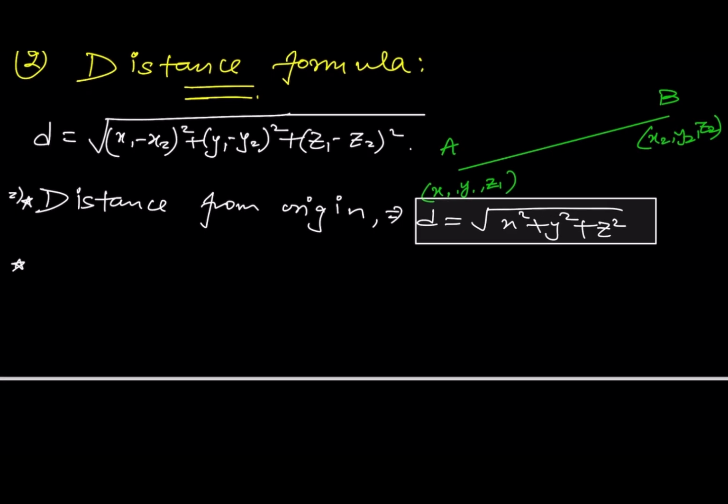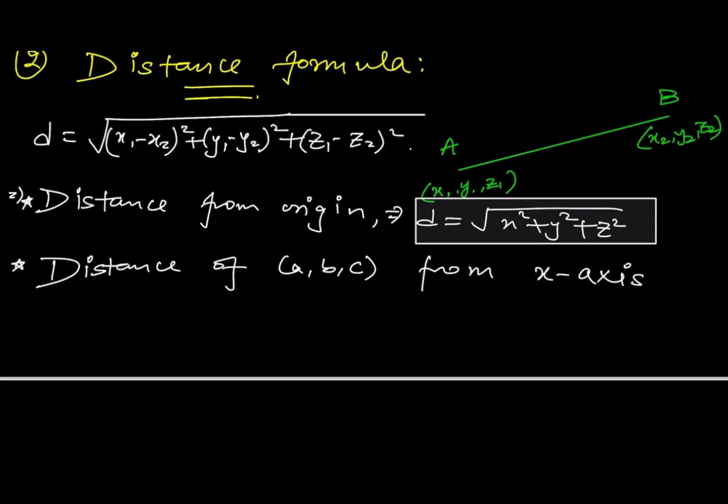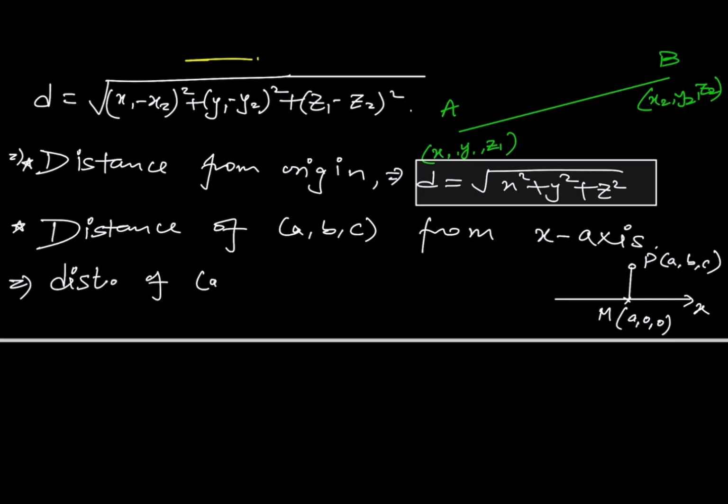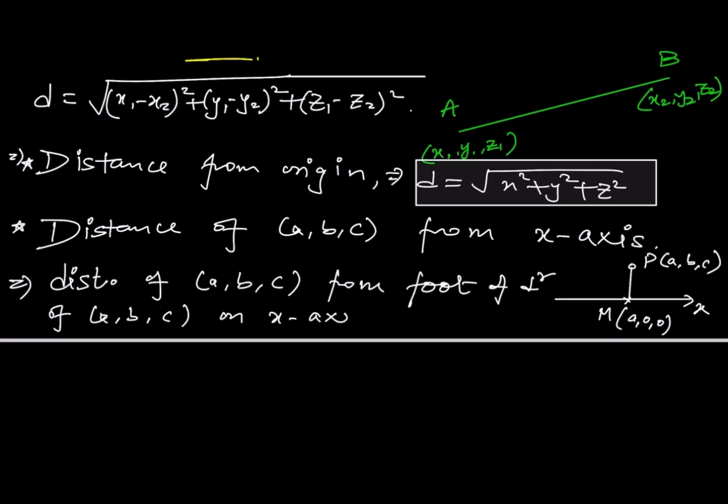Now next, distance of any point (A, B, C) from x-axis. See, if you are finding the distance of point (A, B, C) from x-axis, it means you are finding the perpendicular distance, right? So if this foot of perpendicular is M, then coordinates of M will be (A, 0, 0). So using distance formula, we will get root over B square plus C square. So distance of (A, B, C) from x-axis is nothing but distance of (A, B, C) from foot of perpendicular of (A, B, C) on x-axis, right?